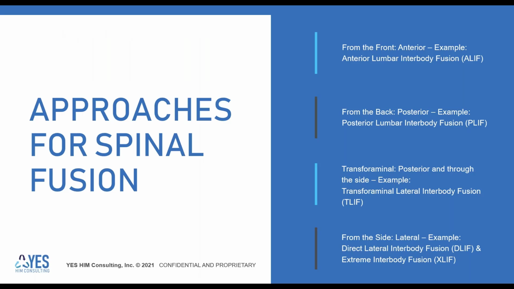So now let's talk about some approaches, and we will also talk about later how it's very important to identify the approach to select the appropriate code when you are coding these. So you can have an approach from the anterior, or from the front. An example of that would be an anterior lumbar interbody fusion or an ALIF. So if you've seen documentation that just says ALIF, that is what they're talking about. It's in the anterior, coming from the approach of the front.